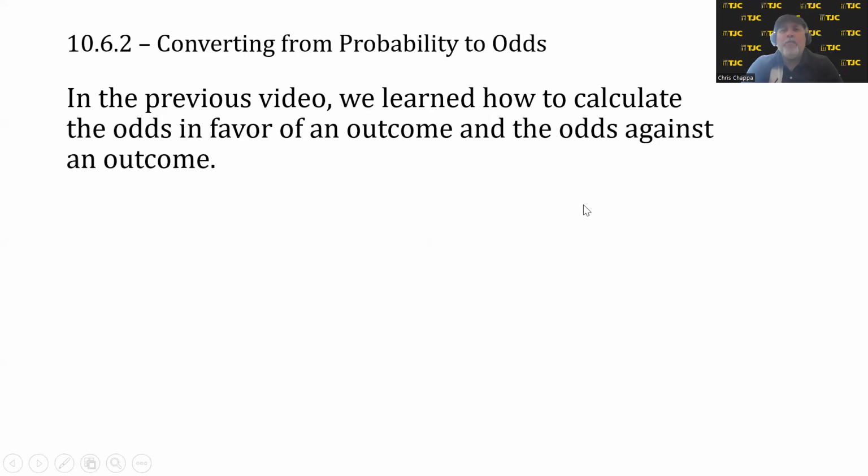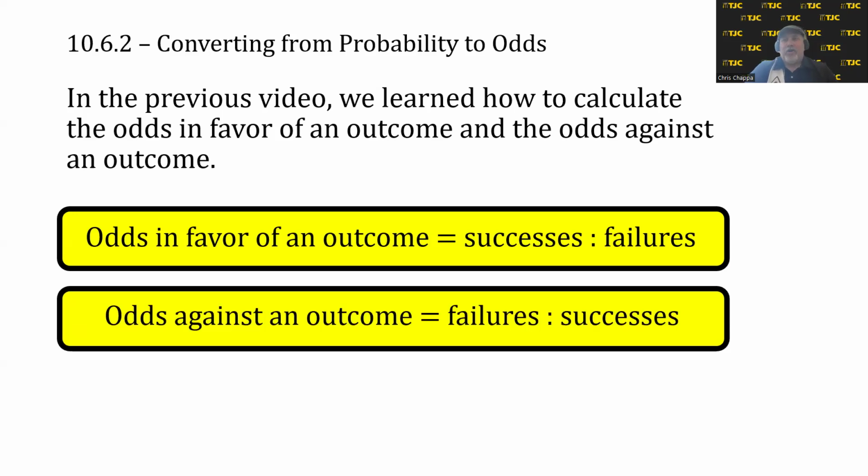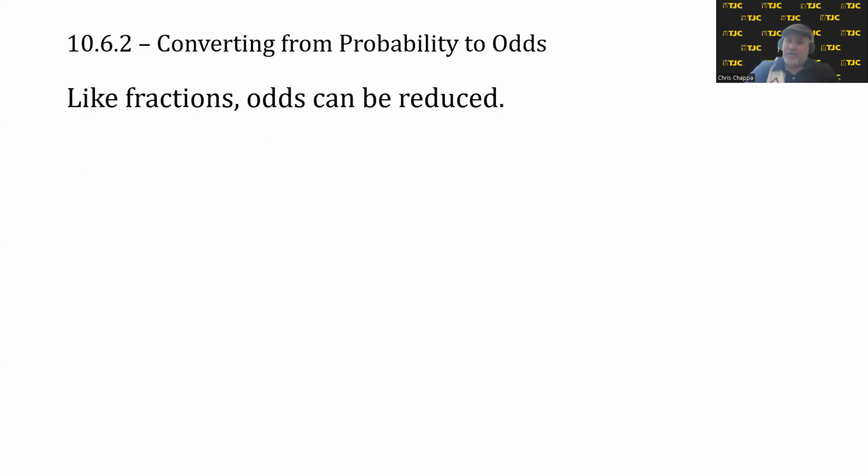In the previous video, we learned how to calculate the odds in favor of an outcome and the odds against an outcome. Just a reminder, odds in favor of an outcome is the ratio of successes to failures, the number of ways for an experiment to have a successful or desired outcome, compared to the number of ways for an experiment to have an unsuccessful outcome, aka a failure. But odds against an outcome simply mentions the failures first. Against is failures to successes, in favor of is successes to failures. Like fractions, odds can be reduced.